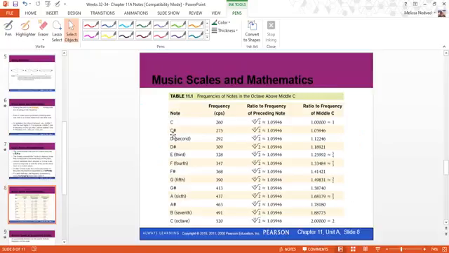Okay, so C to C sharp is half a step, C sharp to D is half a step. Now notice here we don't have an E sharp. We go right from E to F. That's still half a step. That's one of those instances I was talking about where we don't have a black key in between the E and the F on our piano keys.